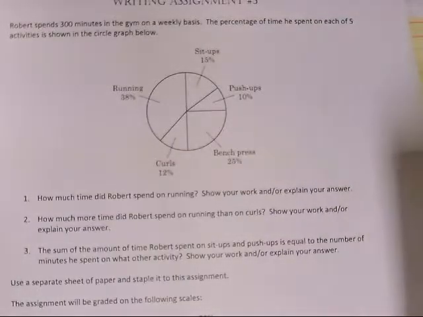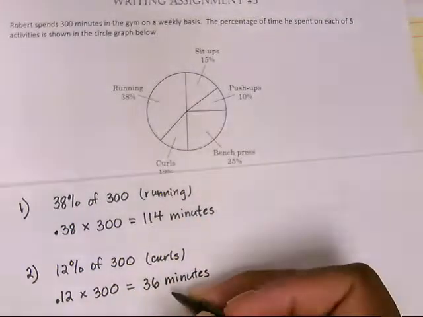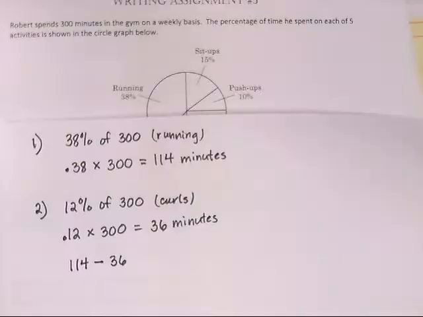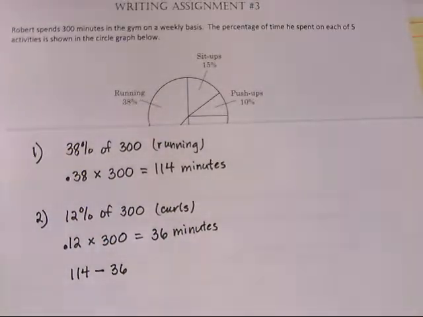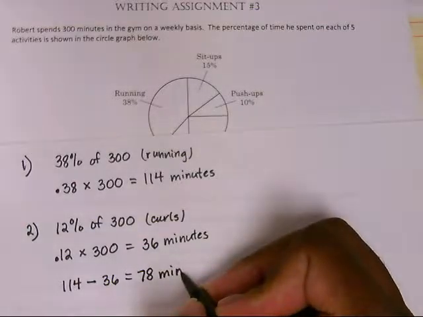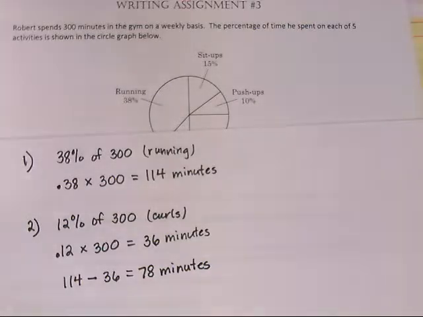Now, the question asked, how much more time did Robert spend on running than on curls? Well, he spent 114 minutes on running. He spent 36 minutes on curls. So, to find out how much more time, you have to subtract 114 minus 36. So 114 minus 36 will give us 78. So in this case here, Robert spent 78 minutes more on running than he did on curls.